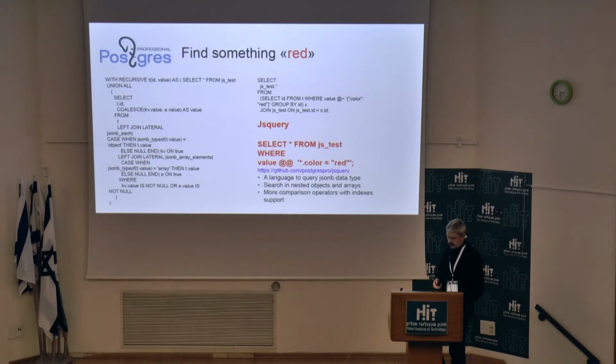So the main idea of JSQuery is defining a query as a new data type. And there is a match operator. You see a value, which is JSONB, matches some condition. And this condition is the JSQuery data type.